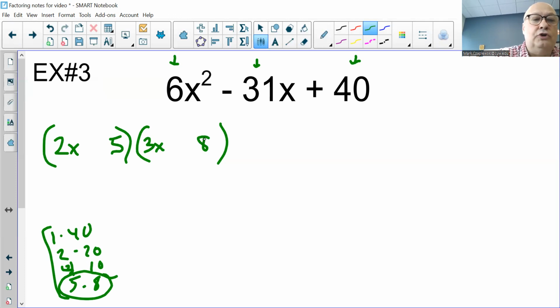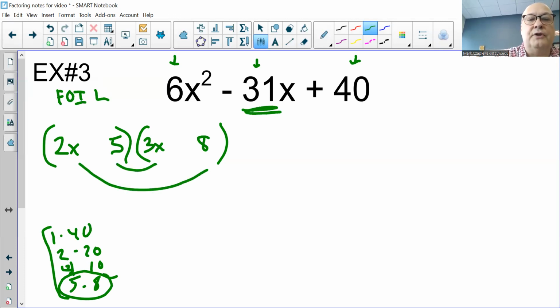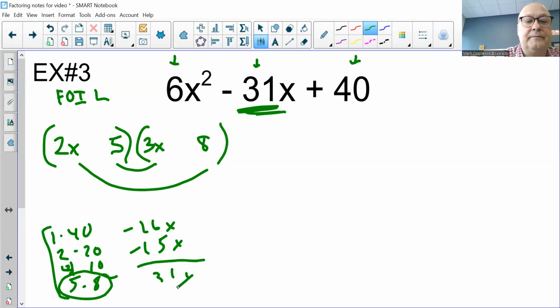And then I'm thinking of FOIL always. I'm thinking of my outers and inners. Do they produce 31? My outers is 16x. My inners is 15x. I actually picked the right one. Good job, Shplesky. Now this is a negative 31. So notice how I never put the signs in till the end. But if I put a negative on both of them, 6 and 5 is 11, carry the 1. This is 31x. So I knew I did it right if they're both negative. And by my strategy of picking the ones closest together, I got it.